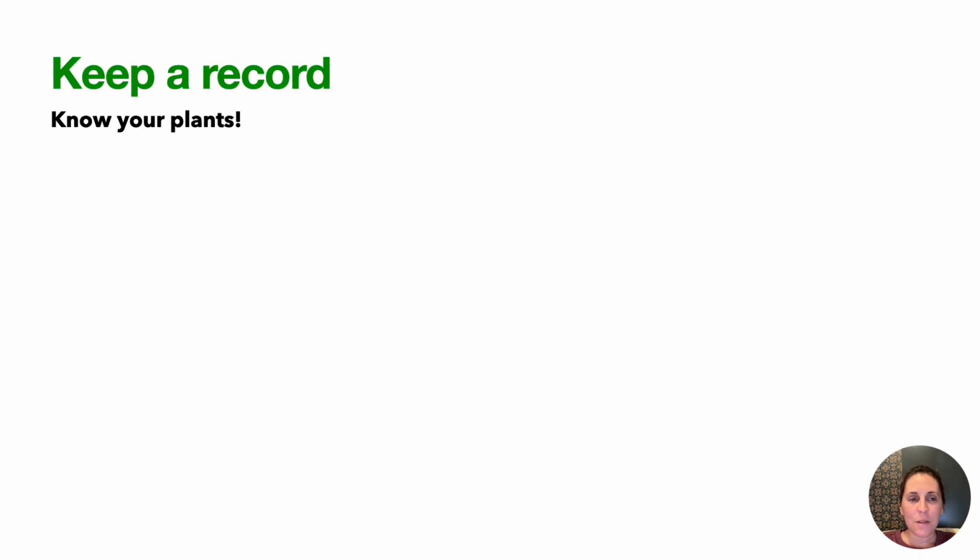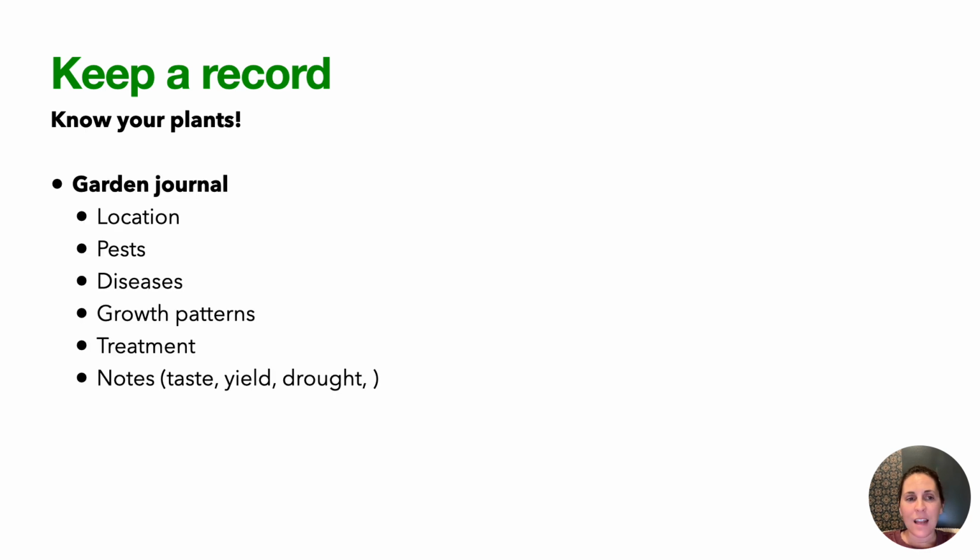All right, so the next step with IPM is to keep a record. So once again, this starts by knowing your plant. And keeping a record might be something like keeping a garden journal, where you specifically state the location of that plant, including things like whether or not it was in a raised bed, in the ground, if it was full sun, part sun, or mostly shade. Notice any pests that may have visited your plant and had some damage, or any diseases that might have sprung up with that plant. The growth patterns of that plant, that's important because sometimes you end up with, say, tomatillos that grow much larger than anticipated.